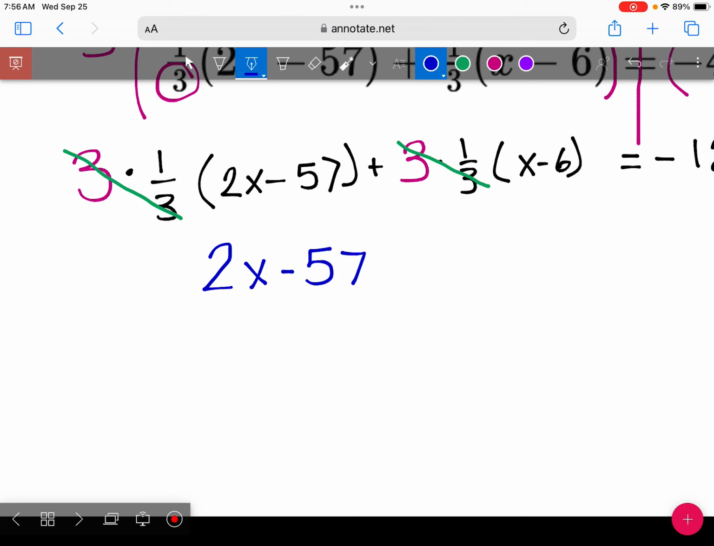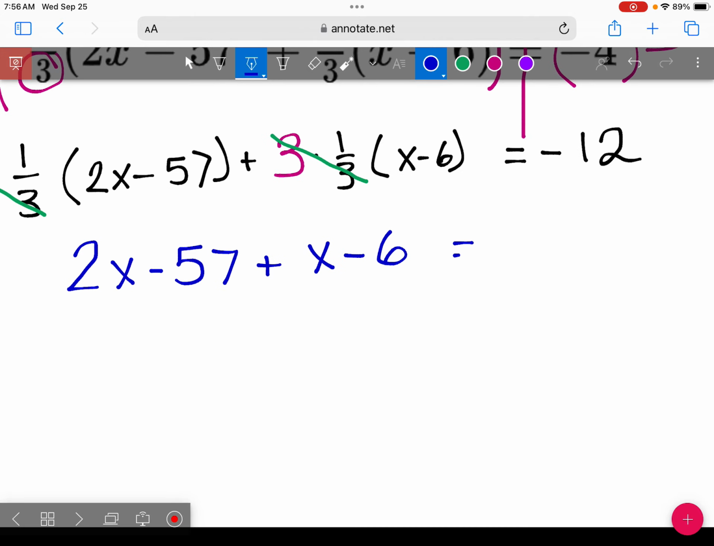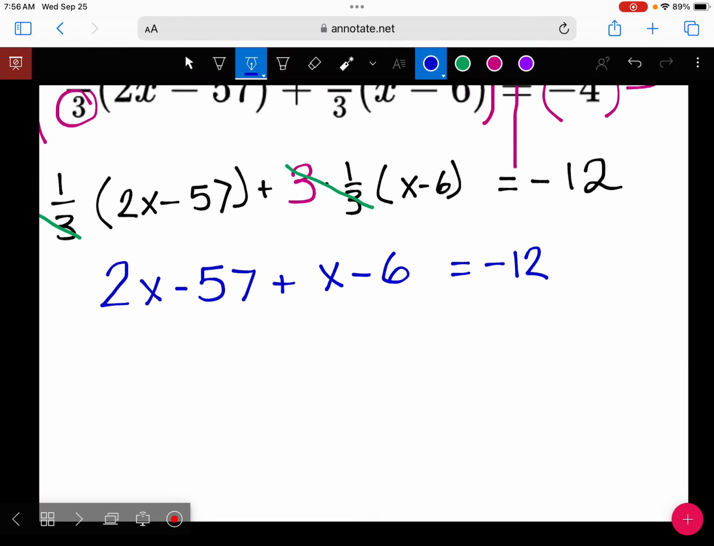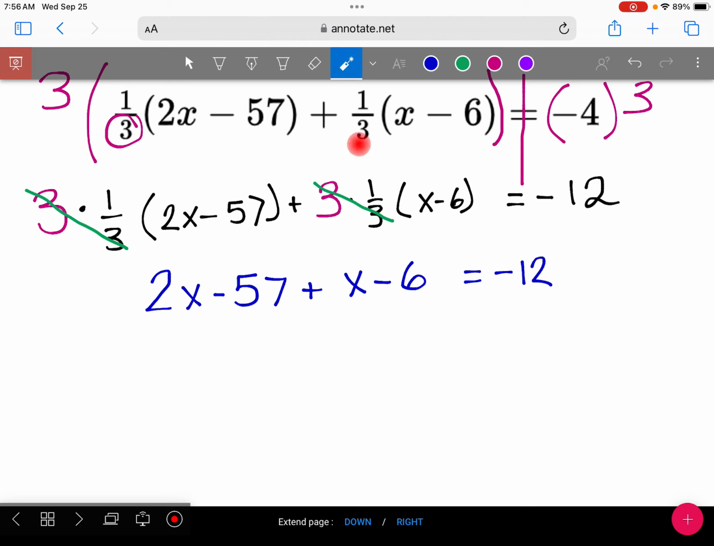So we have our 2x minus 57 plus, how about for this guy? Are my parentheses doing anything anymore? Nope, so we can just bring that down too. X minus 6 equals -12. You do not have to write this step out. I was just trying to get us a really good visual of what was happening here.